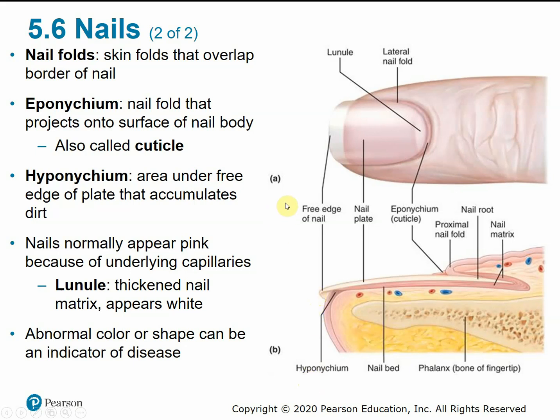Normally, nails will have a healthy pink color because of all of the underlying capillaries in this epidermal region. The lunule is a thickened portion of the nail matrix that will appear white on some nails. So it looks like that half moon shape. Lunule is a reference to lunar or moon. Just like with skin color, abnormal color or shape of nails can be an indicator of disease.